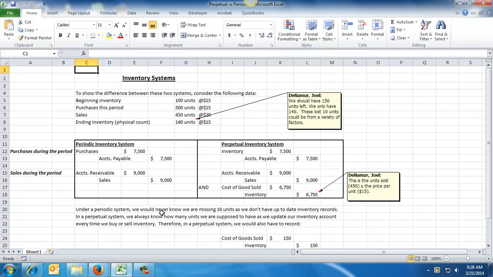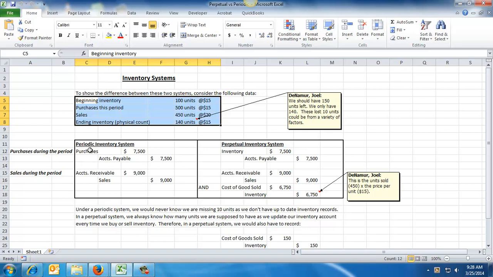There are two different inventory systems that companies use. One's called the periodic system, and the other one's called the perpetual system. To analyze the differences, we're going to start off with this data up on top.